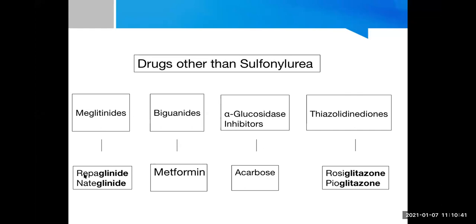Look at these meglitinides now. Repaglinide and nateglinide are the good examples here. These end with the suffix glinide. So it is easy to remember, meglitinide. Biguanide: metformin, very commonly used drug, probably the most commonly used drug in the management of type 2 diabetes. Alpha-glucosidase inhibitor: acarbose. Thiazolidinediones: rosiglitazone and pioglitazone. These are called glitazones. Remember the glitazone drugs. These are the drugs other than sulfonylurea. All of them are classified under oral anti-diabetic drugs.